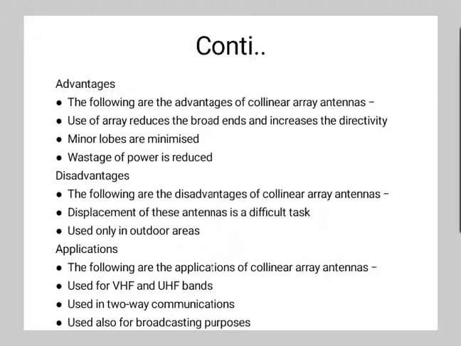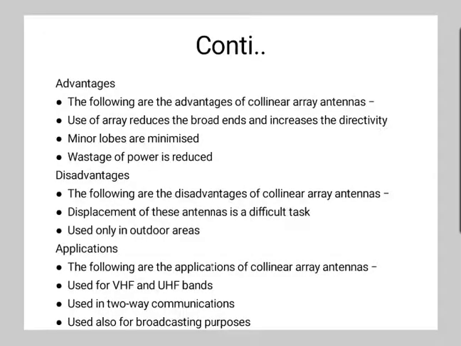The advantages of this collinear array are: use of the array reduces the beam width and increases the directivity. Minor lobes are minimized, and wastage of power is reduced. Disadvantages are: displacement of these antennas is a difficult task, and they are used only in outdoor areas. Next, applications of the collinear antenna array. The first application is that it is used for VHF and UHF bands in two-way communication, and it is also used for broadcasting purposes.